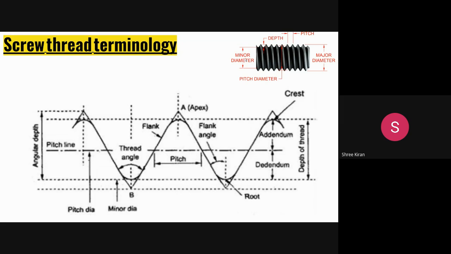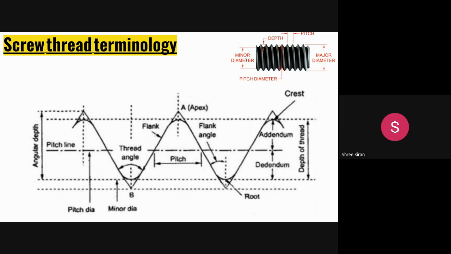Then the major diameter is always defined as the diameter of an imaginary cylinder that bounds the crest of an external thread. It is the larger diameter of the screw thread, while the minor diameter, core diameter, or root diameter is defined as the diameter of an imaginary cylinder that bounds the root of an external thread or crest of an internal thread. It is the smallest diameter of the screw thread.